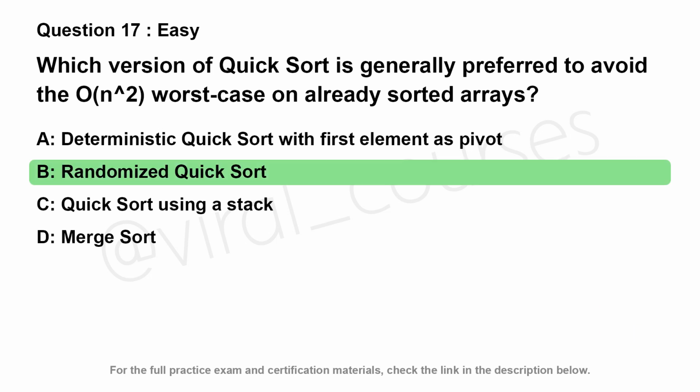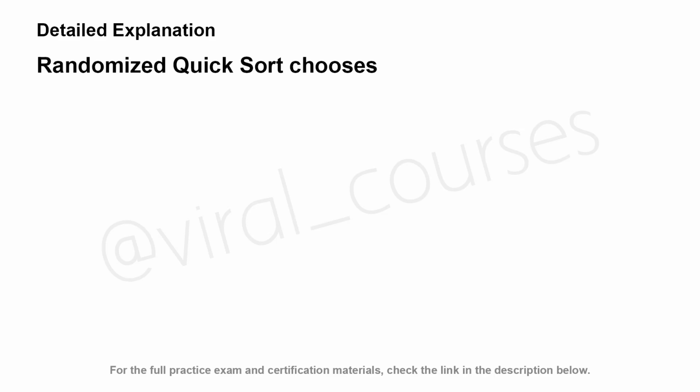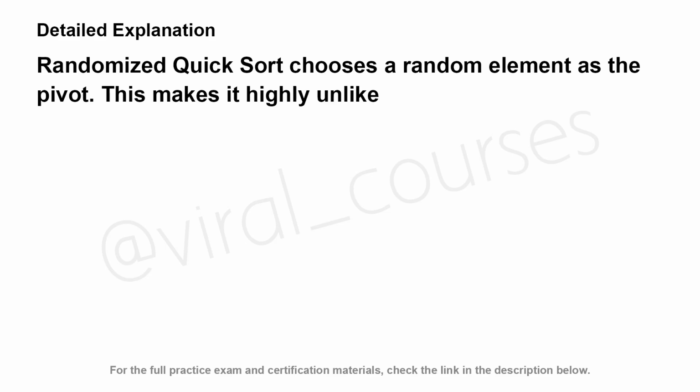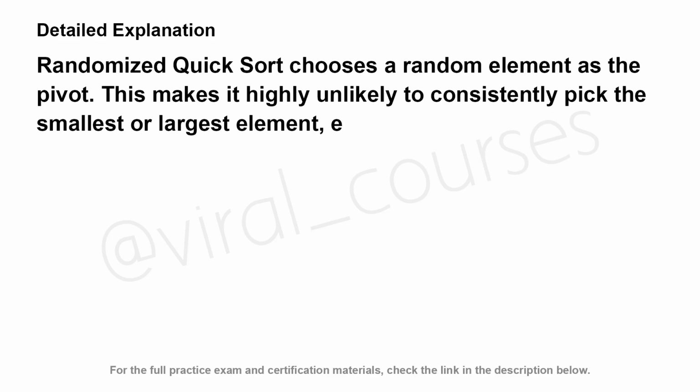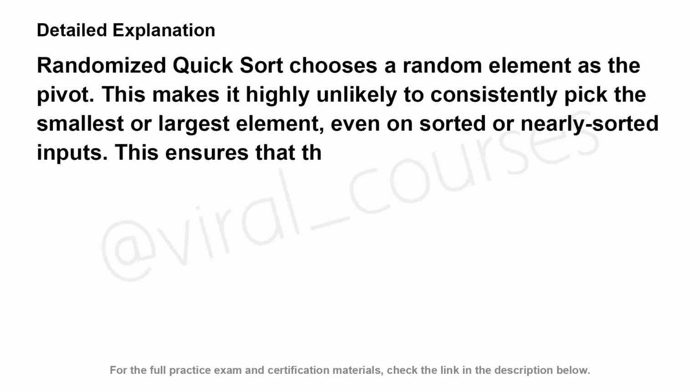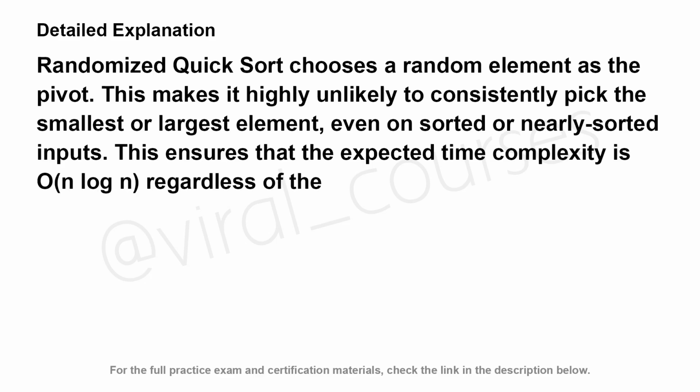The correct answer is B. Randomized quicksort chooses a random element as the pivot. This makes it highly unlikely to consistently pick the smallest or largest element, even on sorted or nearly sorted inputs. This ensures that the expected time complexity is O(n log n), regardless of the initial order of elements.